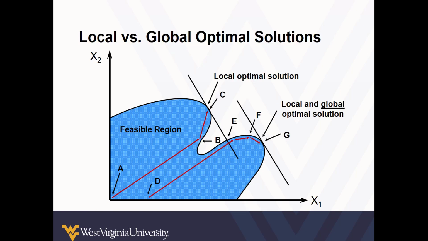But in nonlinear problems, the feasible region may also take a shape like this, where there is more than one optimal solution, where there is a local optimal solution as well as a solution that is locally and globally optimal. So in this case, where C meets the feasible region is a local optimal solution, and then the feasible region retreats, and that level curve actually goes back into the feasible region, and point G is both the local and global optimal solution. So it is the best solution overall, but it is also the best solution on that sort of bulge out in the feasible region.